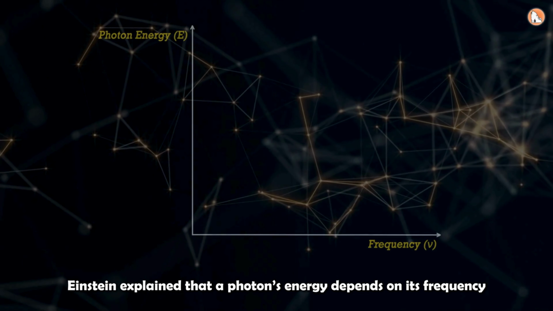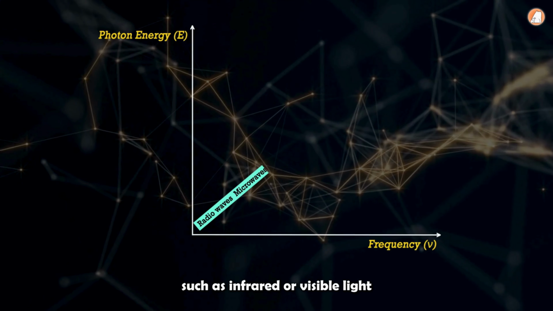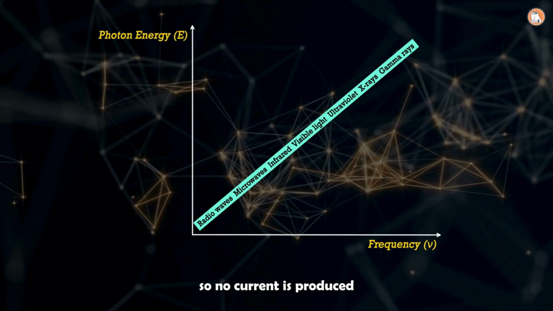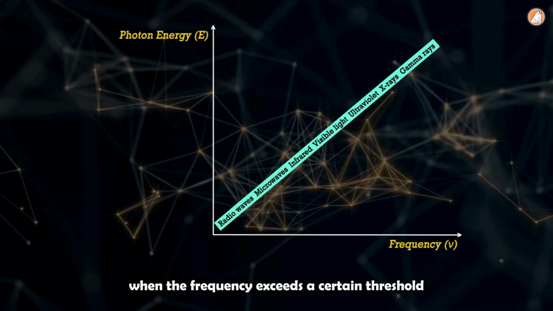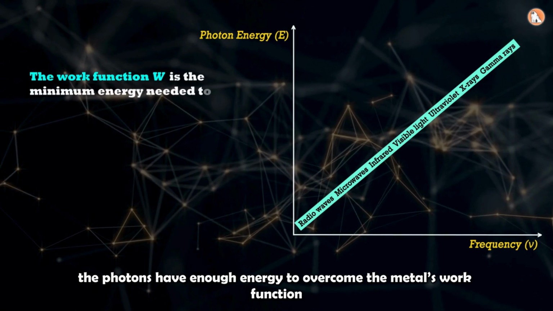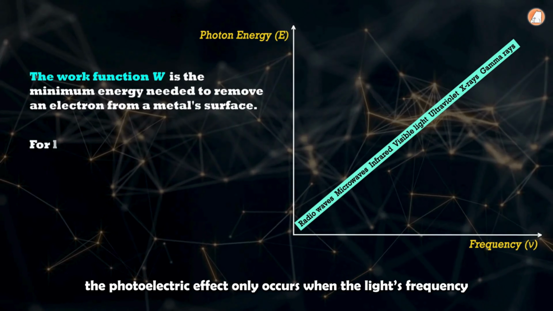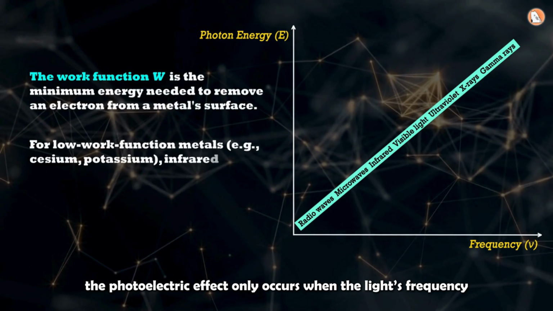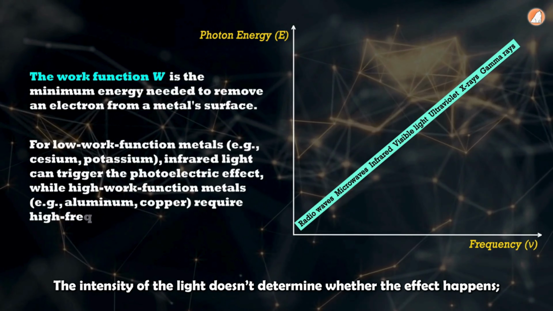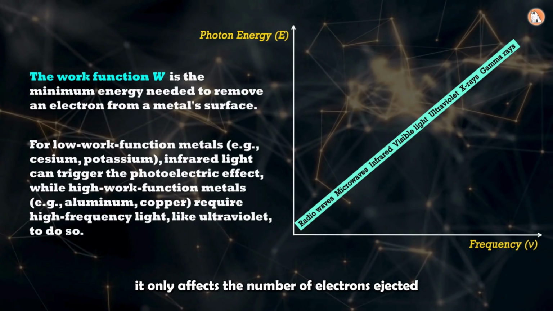Einstein explained that a photon's energy depends on its frequency. Low-frequency light, such as infrared or visible light, doesn't have enough energy to eject electrons, so no current is produced. However, when the frequency exceeds a certain threshold, the photons have enough energy to overcome the metal's work function, W, and eject electrons. In other words, the photoelectric effect only occurs when the light's frequency is above a specific threshold. The intensity of the light doesn't determine whether the effect happens. It only affects the number of electrons ejected.